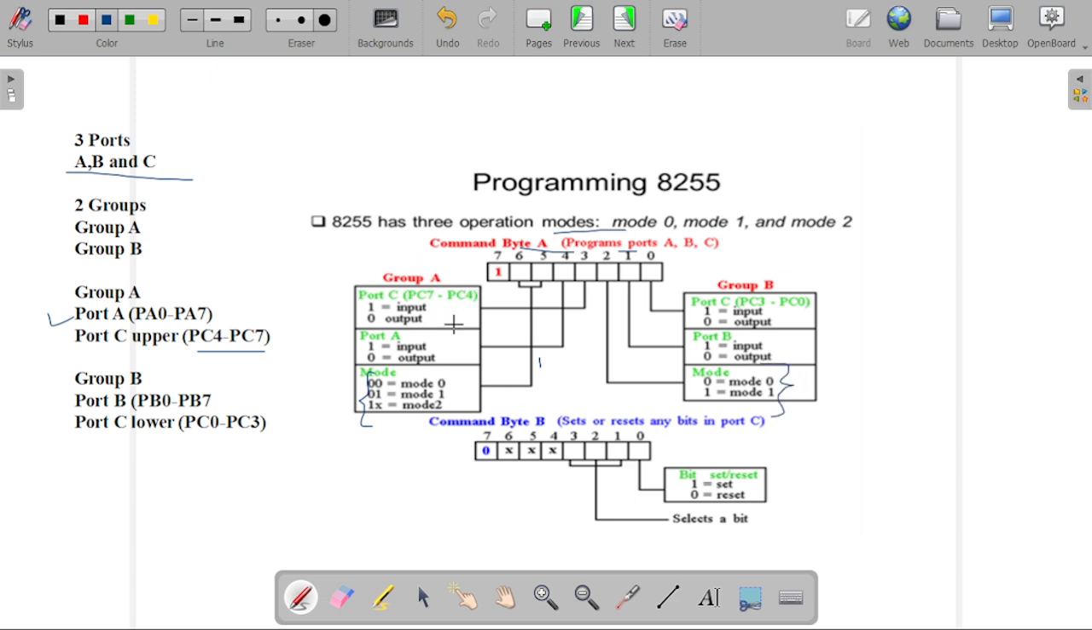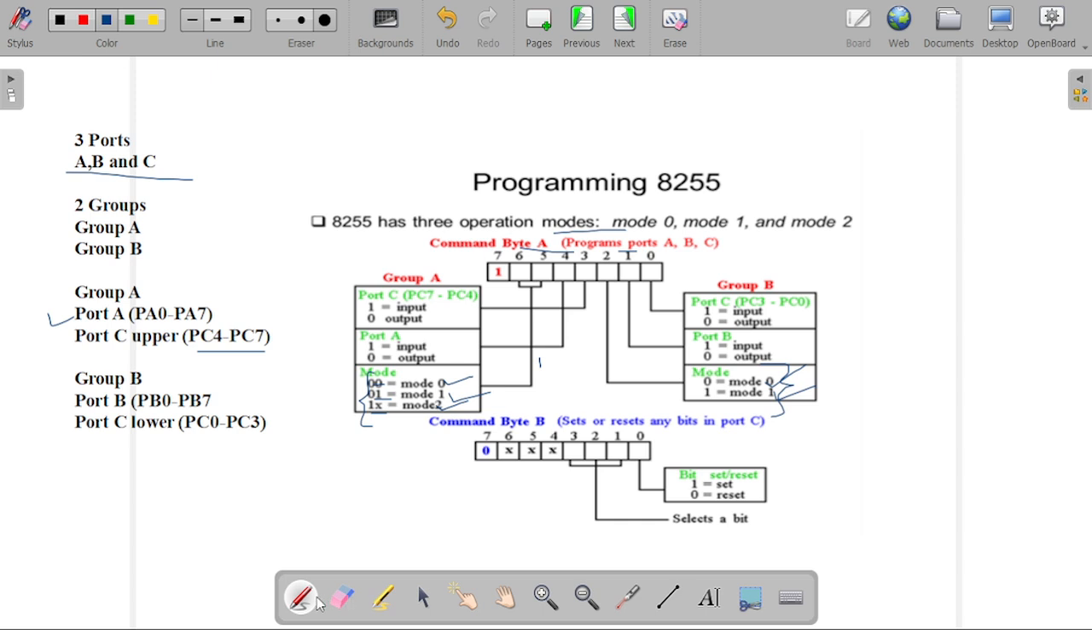In group A, there are three modes of operation, that is 00, 01 and 1x. So 00 indicates mode 0 operation, 01 indicates mode 1 operation, and 1x defines mode 2 of our operation. This is the structure given in group A architecture for the different modes of operation. In group B, there are two modes, mode 0 and mode 1. Mode 0 is indicated as 0 and mode 1 is indicated as 1.